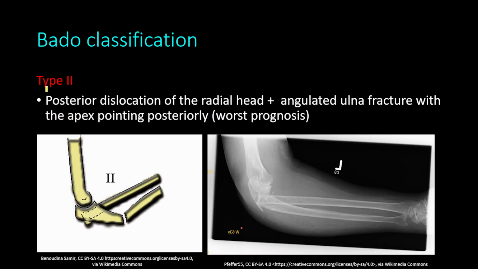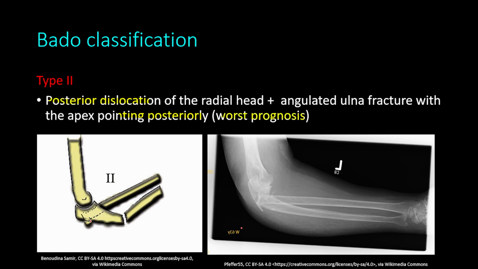Now regarding the Bado type 2, in Bado type 2 we have a posterior dislocation of the radial head, and it is associated with angulated ulna fracture with the apex of the angulation pointing posteriorly. And this is the type with the worst prognosis.